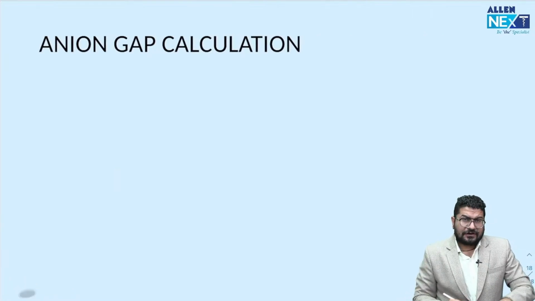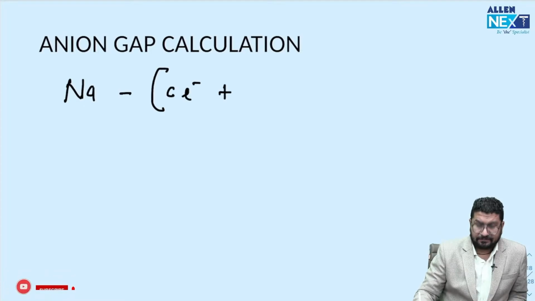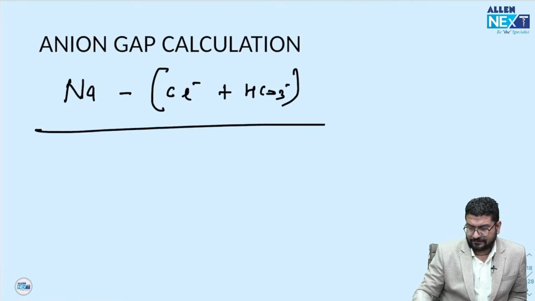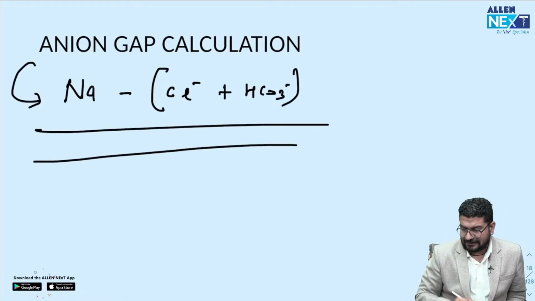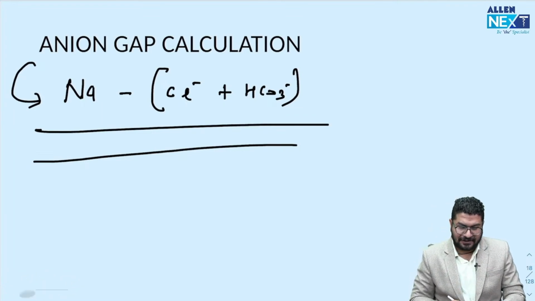Okay, then they ask you a question on anion gap calculation. So how do we calculate the anion gap? You have to take the sodium value minus chloride plus bicarbonate value. So this is the way to calculate your anion gap. Again, last time they asked, so I don't think they'll ask you this time, but maybe you are lucky and you get a question on anion gap calculation.